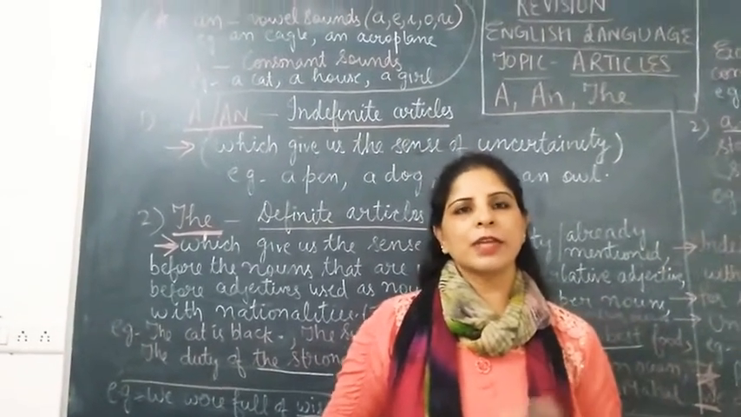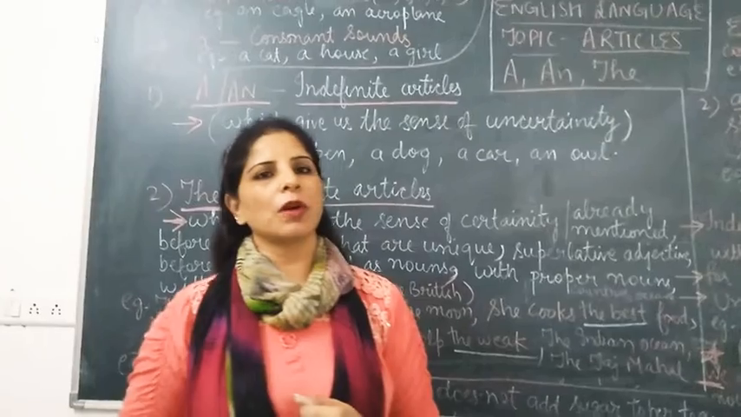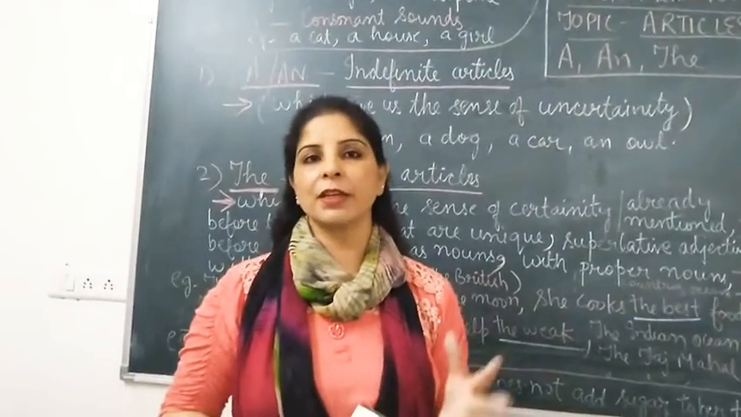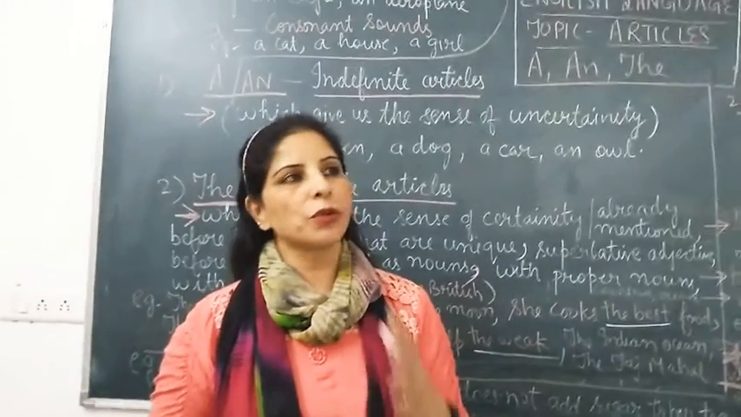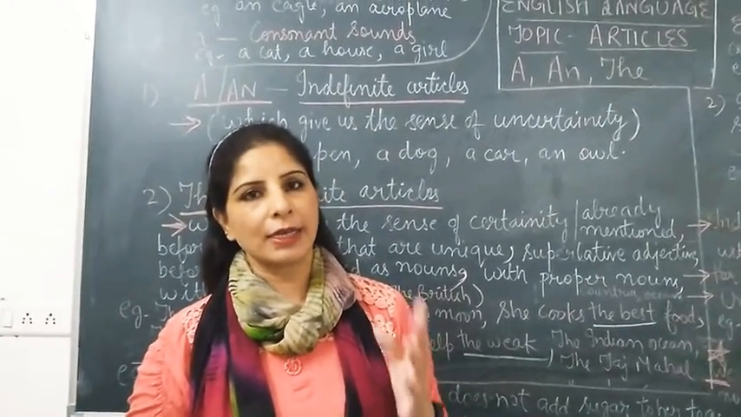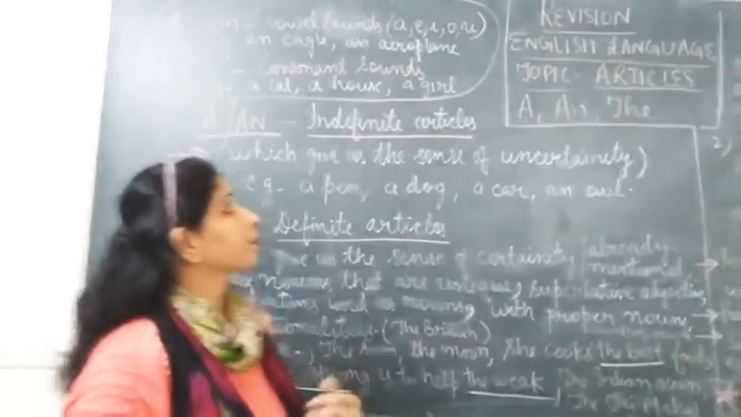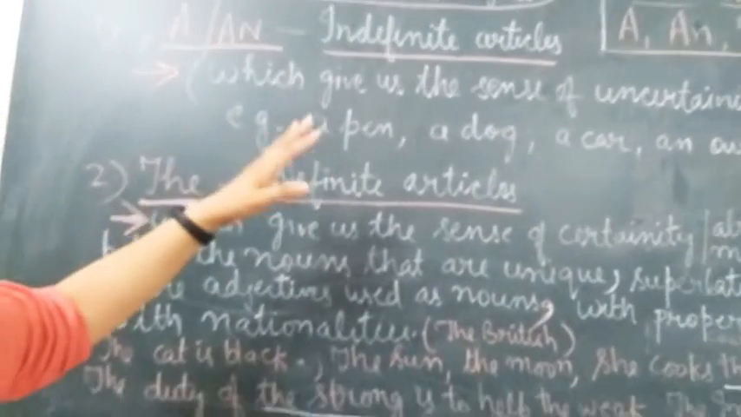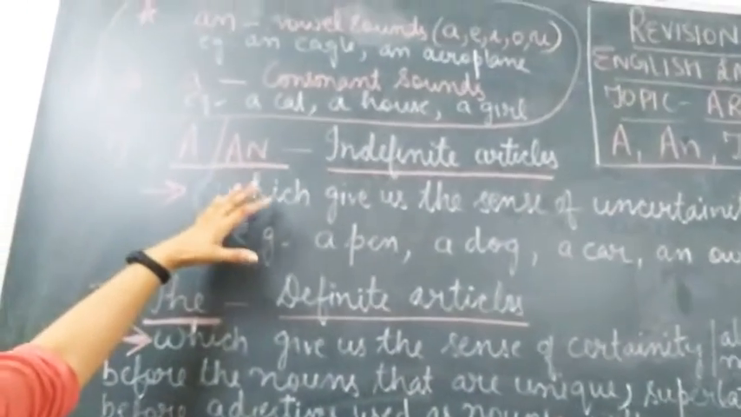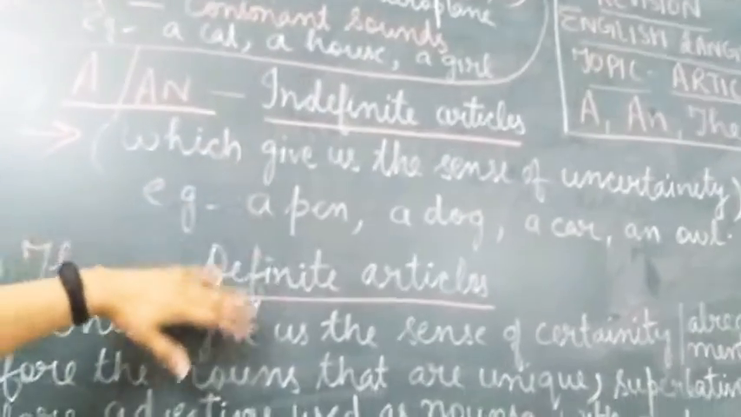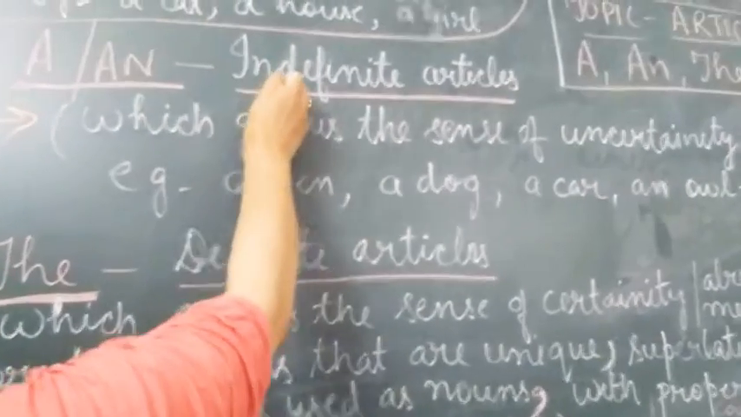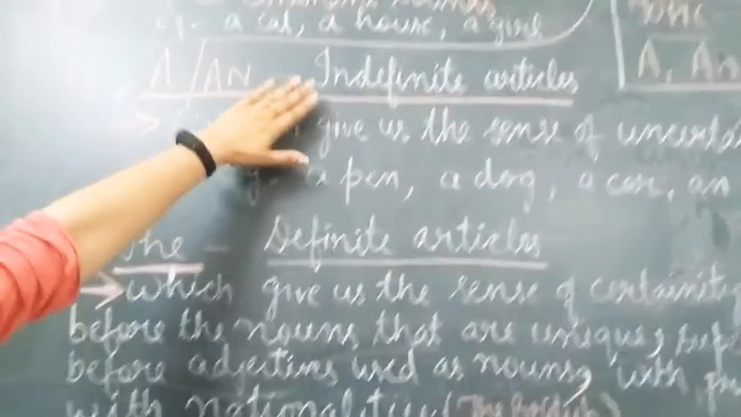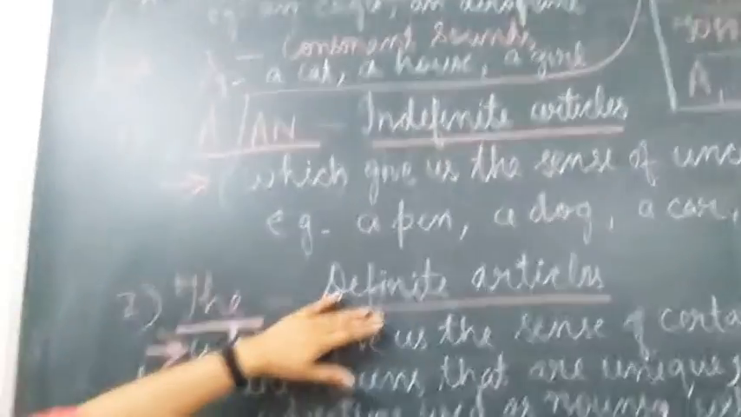So articles, like we discussed in our previous video also, are used before the nouns. They play the role of adjectives. Okay, so we will be discussing the articles today. As I said, articles are used before the nouns. We can categorize articles in two categories: indefinite article and definite article.